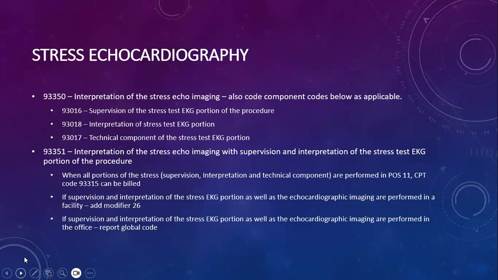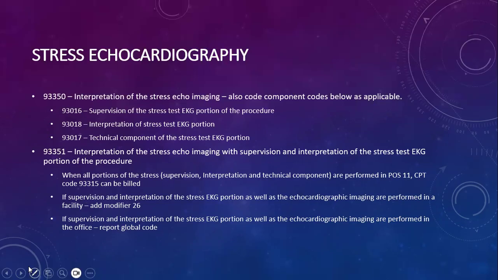So now we're going to cover stress echocardiography codes. Okay, so we have two primary codes for the stress echo portion itself. And then for the stress portion, there are additional codes that can be billed based on the documentation. 93350 is what you're going to bill for when you're billing components of the code. 93351 is going to be the complete or global code that covers everything. Okay, so 93350 is the interpretation of the stress echo imaging, and then you can bill the additional codes for the portions of the stress that your provider performed.